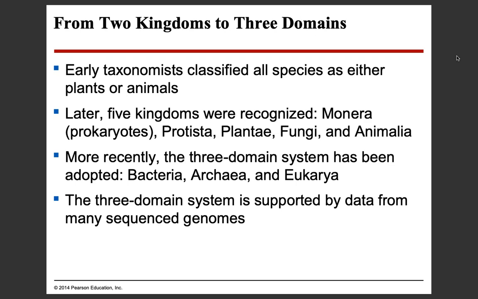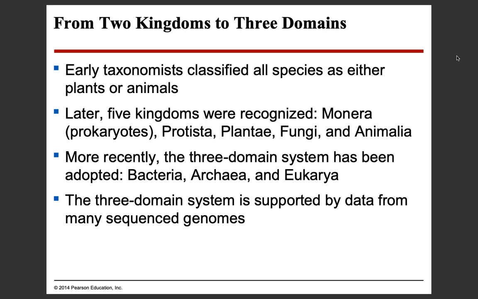So, from 2 kingdoms to 3 domains. Previously, kingdoms were the largest groups of the classification system that we had, like "Dear King Philip came over." We did not have the domain. We now have that because, through sequencing different genomes, we've discovered there's an even bigger group that we were ignoring. Early taxonomists classified all species as either plants or animals.